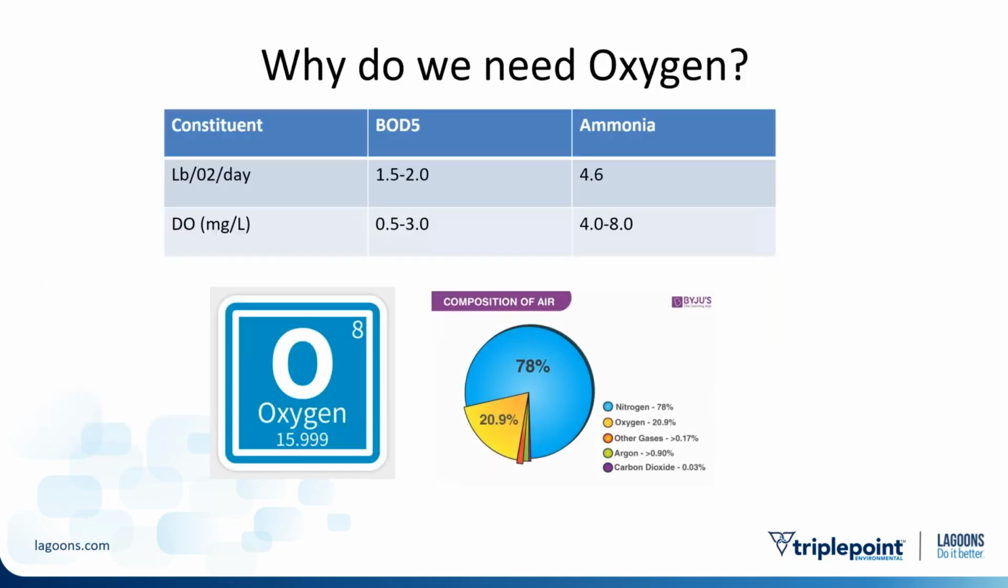Why do we need oxygen in wastewater? It's because the bacteria that are already there, the bacteria that want to eat the waste, and we want them to eat the waste, respirate like we do, and we have to give them dissolved oxygen so they can complete that respiration and complete that digestion. To treat a pound of BOD, 1.5 pounds of oxygen is required for respiration. To treat a pound of ammonia, it's 4.6 pounds of oxygen.